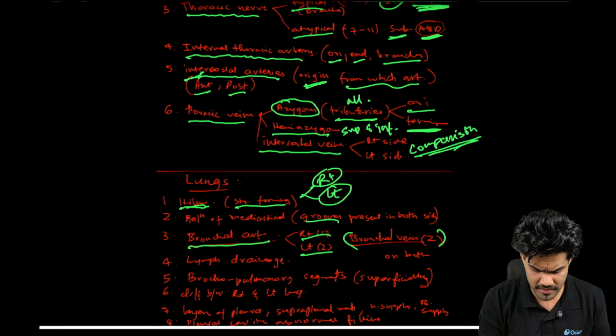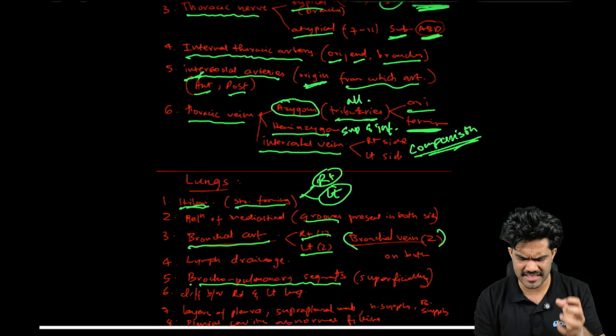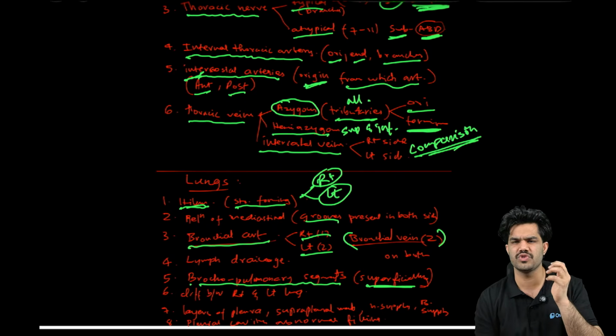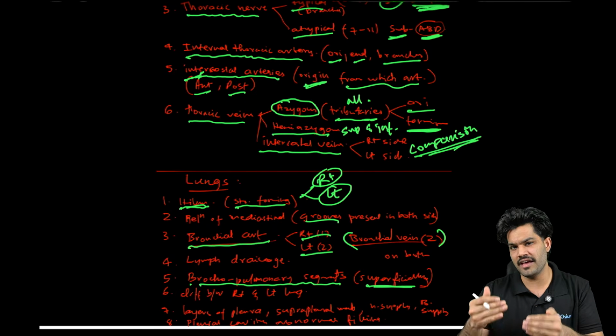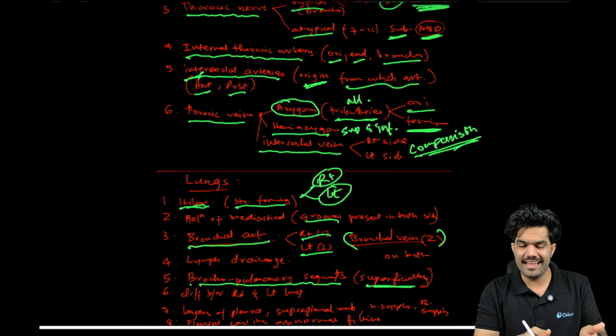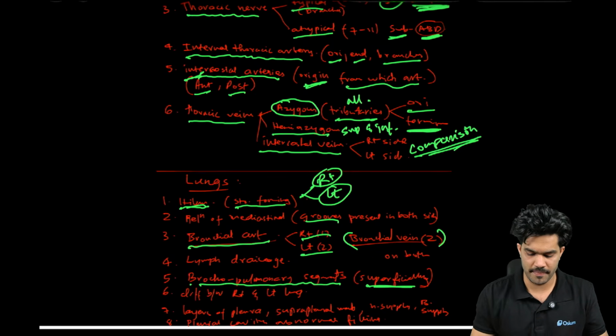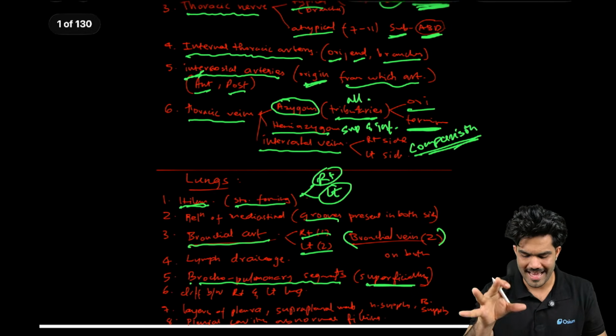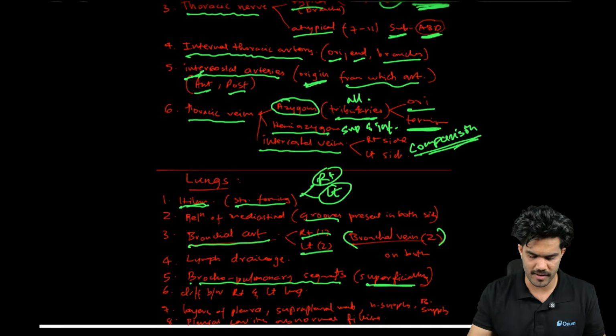Next we have the 5th topic, bronchopulmonary segments. In these bronchopulmonary segments, they are asking superficial questions. So you have to know the right lung has 10 bronchopulmonary segments, and the left lung has how many? 8. So these things you have to know. Superficial reading is enough for bronchopulmonary segments.